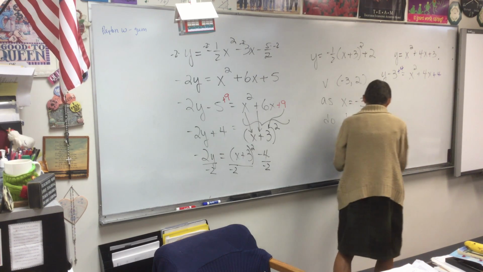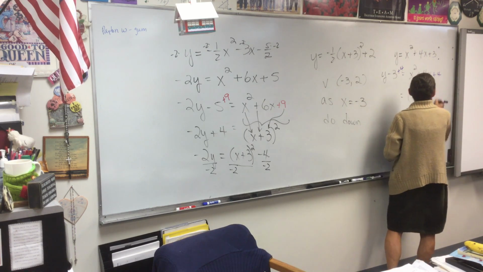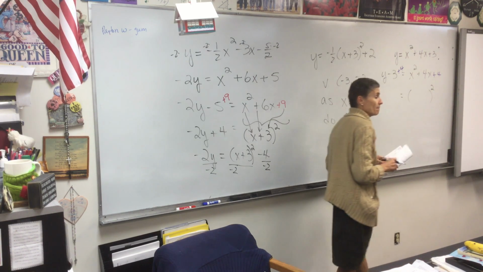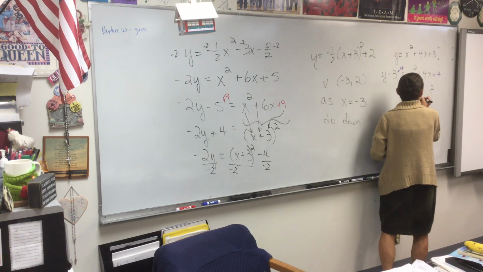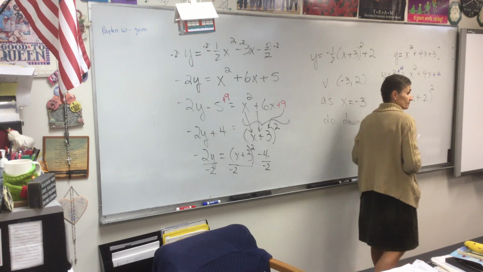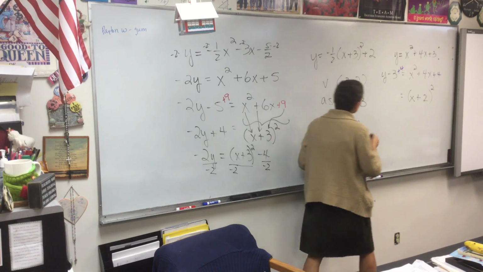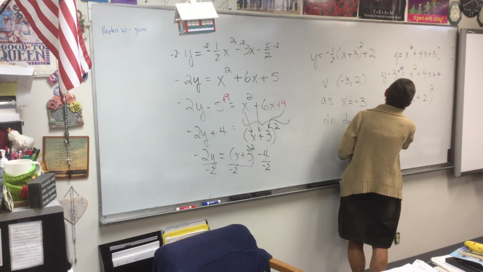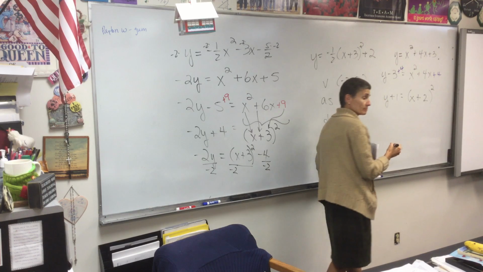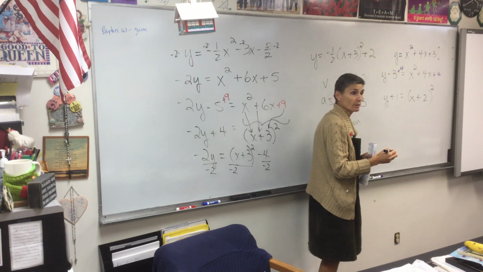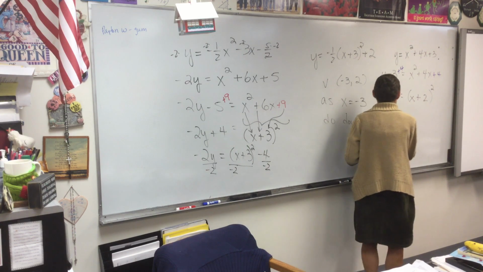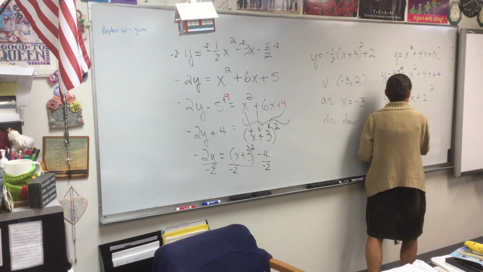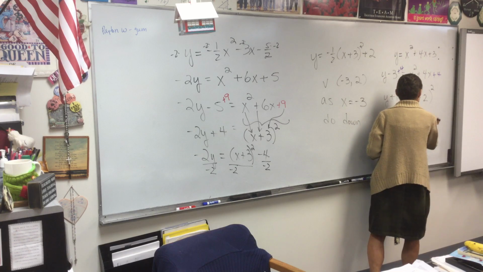Now I did that so that this would be a perfect square, right? What square is it? x plus 2 squared. And that equals on this side y plus 1. So this one only has one more step. Subtract the 1. So y equals (x plus 2) squared minus 1.